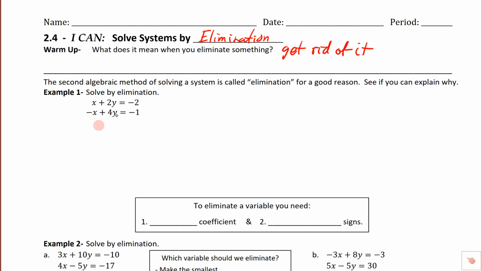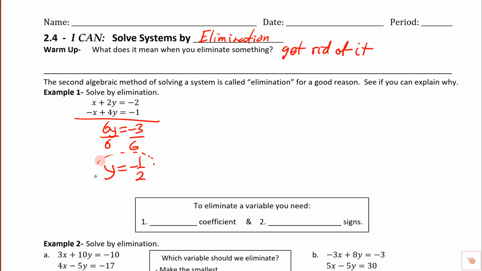So here's what I'm going to do. This is a true equation right here, and this is a true equation right here. And we know that if we add two true equations together, we're going to get another true equation. So let's just add these together. If I take x and subtract x, x minus x is 0x. I'm not even going to write that. 2y plus 4y, that's going to be 6y. And then negative 2 minus 1, that's going to be negative 3. And then I'm just going to divide both sides by 6, and I get y equals negative 1/2.